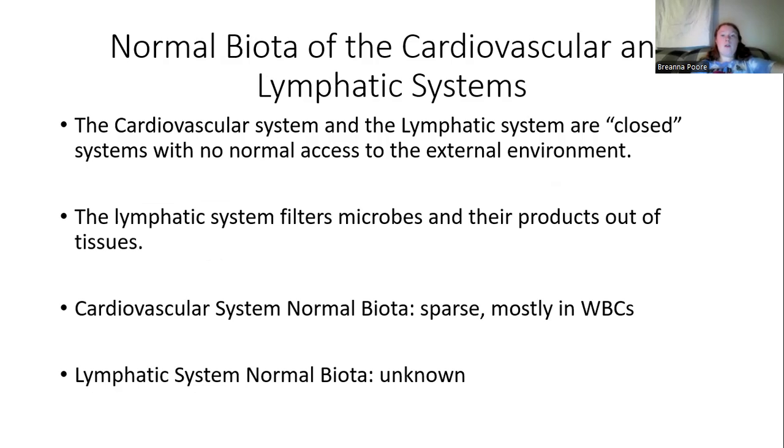Normal biota of the cardiovascular and lymphatic system. The cardiovascular system and the lymphatic system are closed systems with no normal access to the external environment. The lymphatic system filters microbes and their products out of the tissues. The cardiovascular system's normal biota is sparse and it's mostly in the white blood cells, and the lymphatic system's normal biota is unknown.